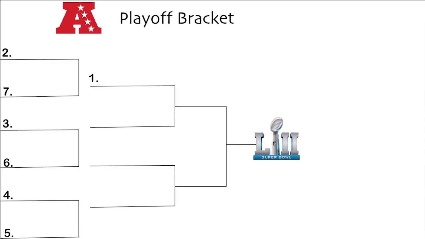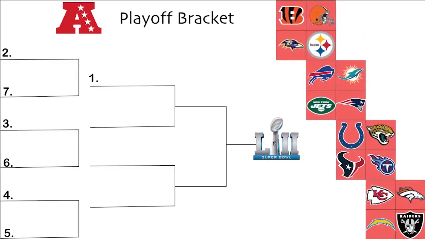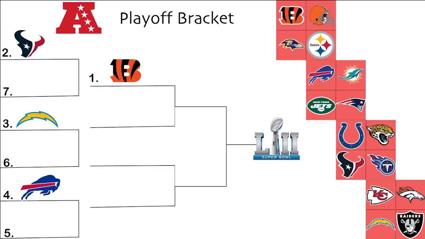The playoffs work like this. First, you have your 4 divisions in a conference. The winner of each division, or the team with the best win-loss record in each division, are seeds 1 through 4. In this example, we will use the Bengals, the Texans, the Chargers, and the Bills.